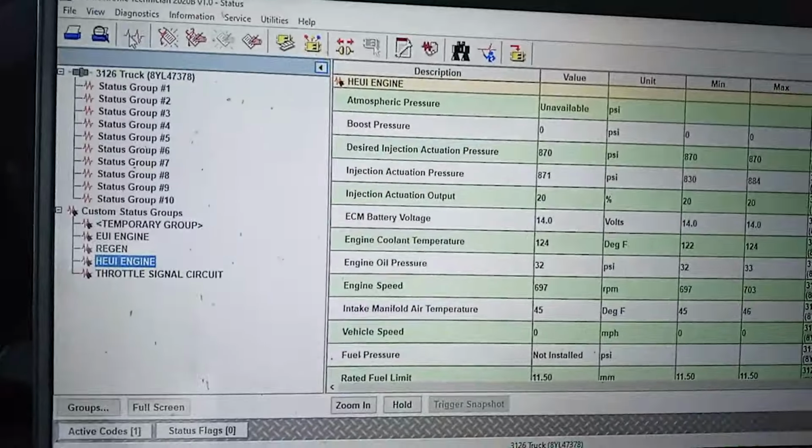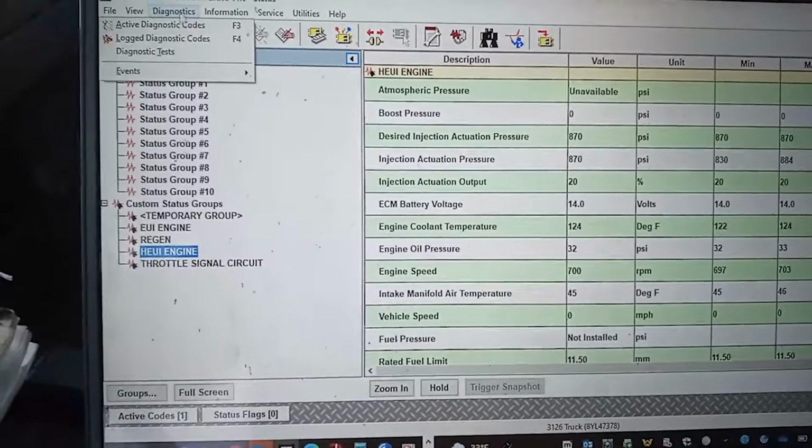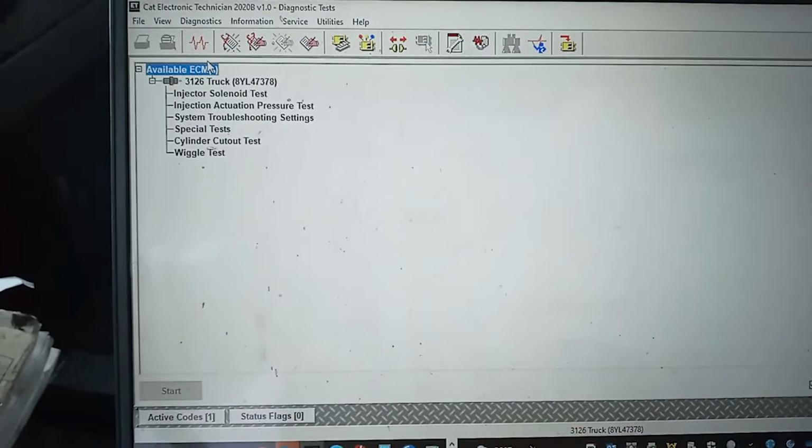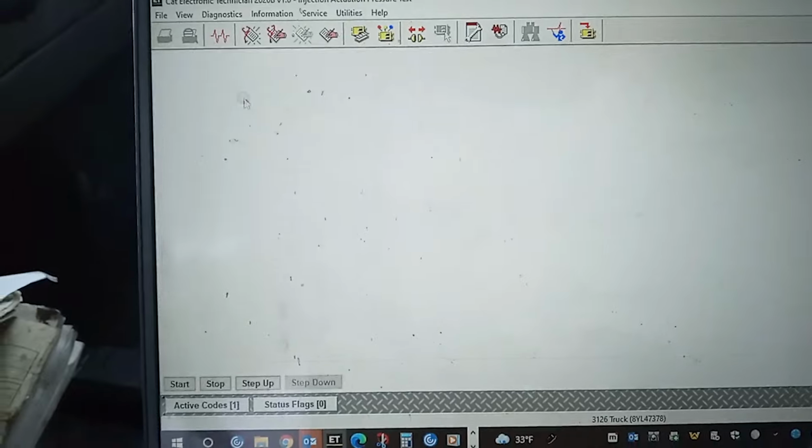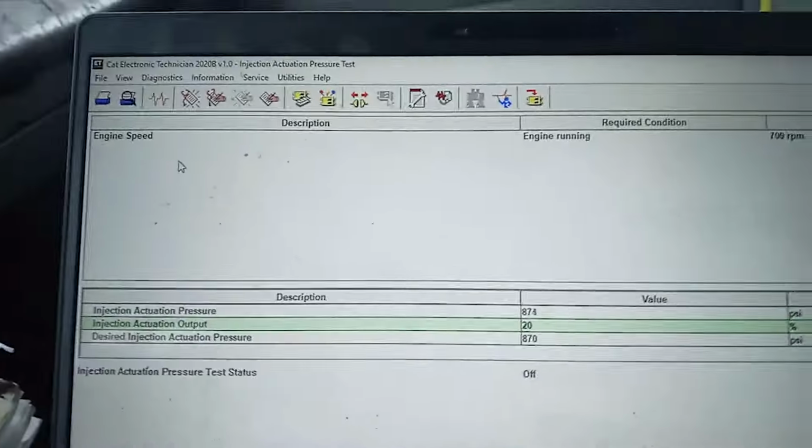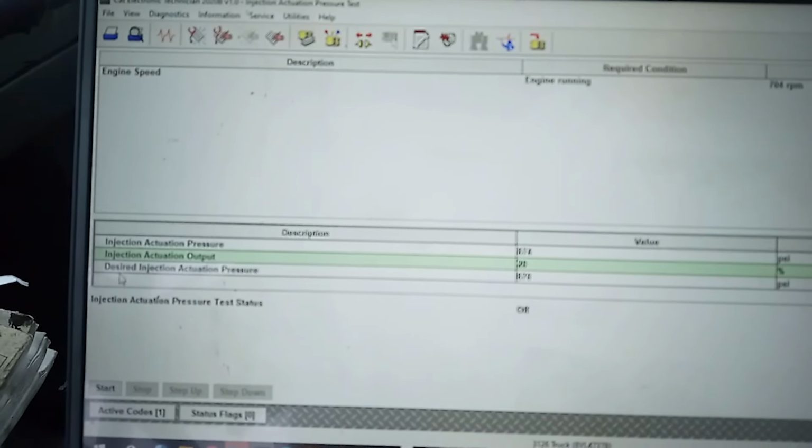Anyway, so let's do a little test called the injection actuation pressure test. This will determine if the system will build pressure high enough.